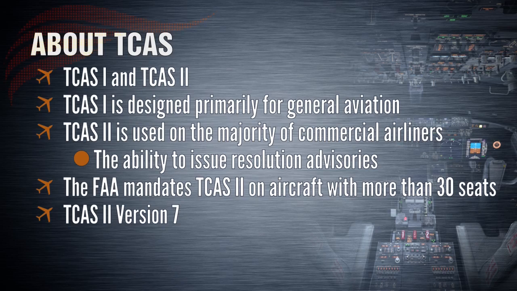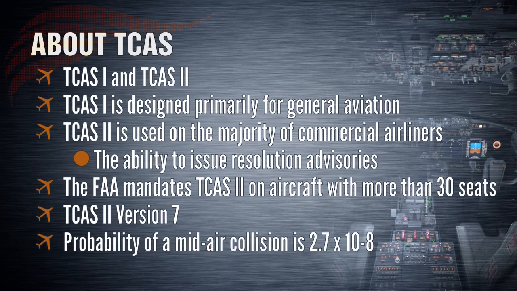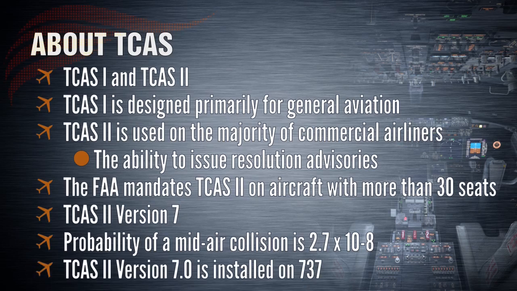Studies conducted for Eurocontrol, the European Organization for the Safety of Air Navigation, indicate that the current probability of a mid-air collision in European airspace is 2.7 times 10 to the minus 8. This equates to one mid-air collision every 3 years. Implementation of TCAS 2 version 7.1 should reduce this by a factor of 4. TCAS 2 version 7 is our main focus here, however, as that is what is installed on our 737.